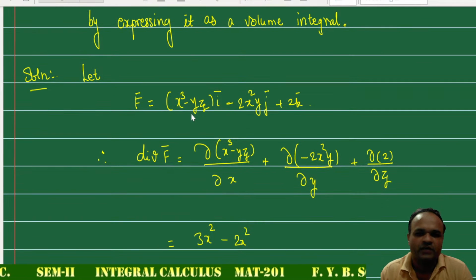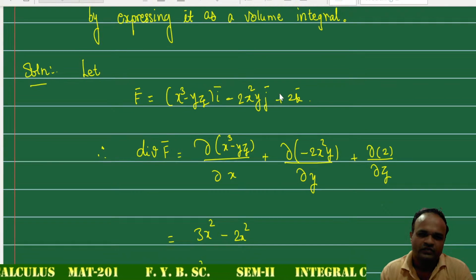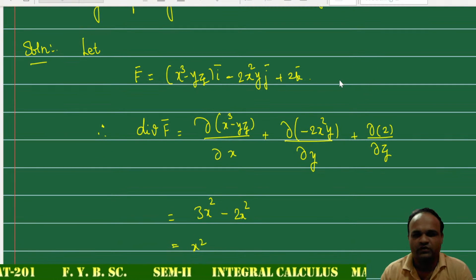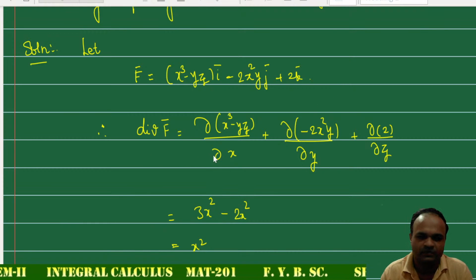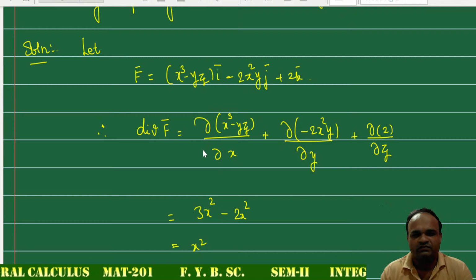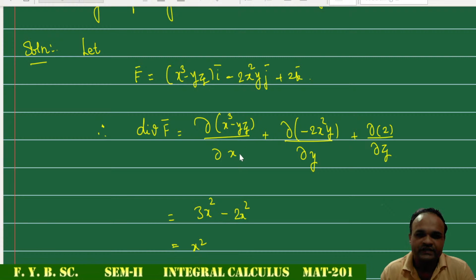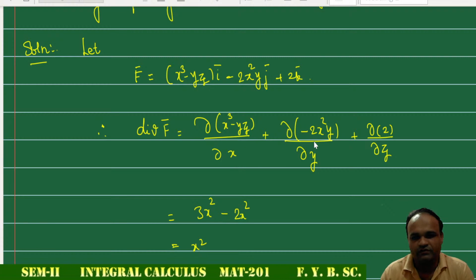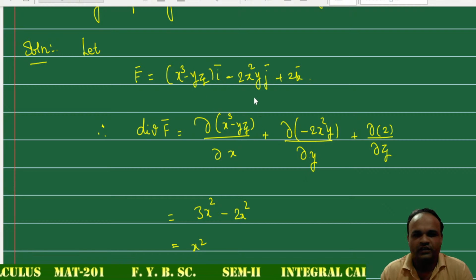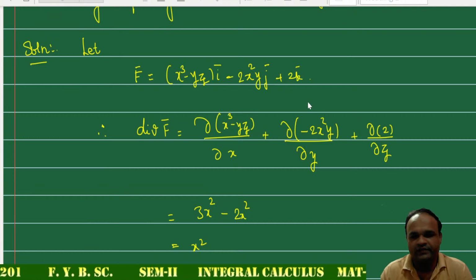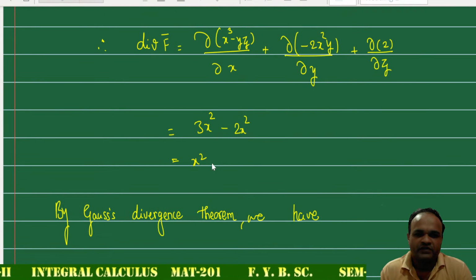Let us suppose f bar is x cube minus yz i bar minus 2x square y j bar plus 2 k bar. Let us find the divergence of f bar, because we are using the Gauss divergence theorem and we require the divergence of f bar. Using the definition of divergence, it will be dou of x cube minus yz by dou x plus dou of minus 2x square y by dou y. So we are differentiating f1 with respect to x, f2 with respect to y, and then f3 with respect to z. That will give us divergence of f bar equal to x square.